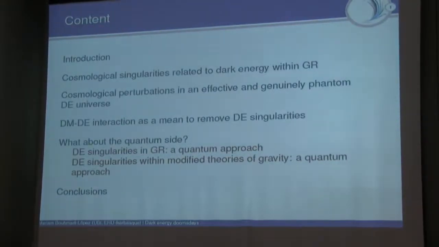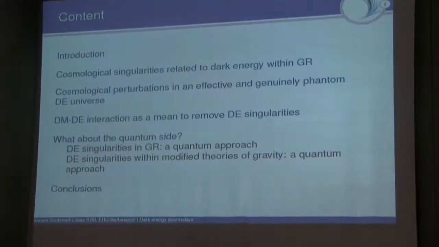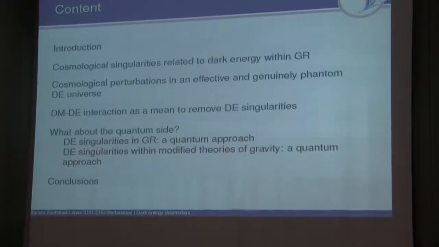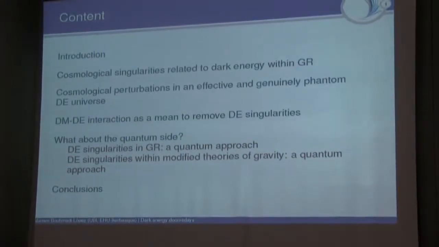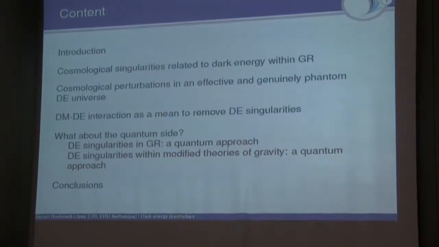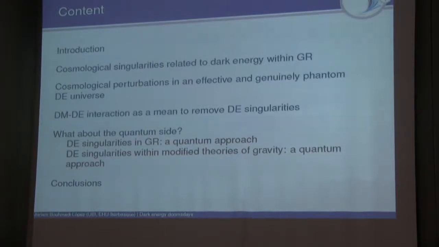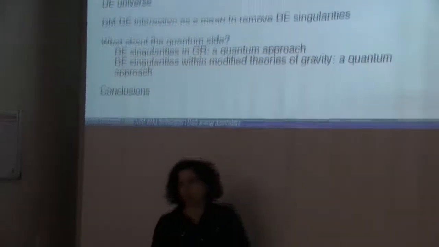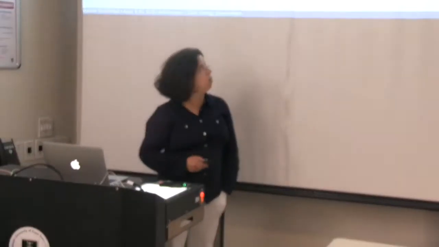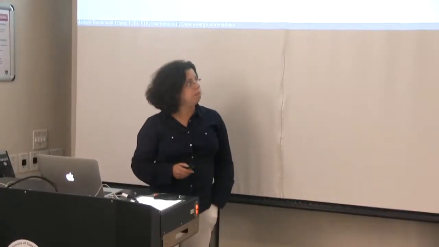Here is an outline of my talk. I will start by introducing briefly what we know about the universe, and then I will classify the singularities. The first two talks, Diego's and mine, will essentially be about these dark energy singularities. There are two main types of classification. The one that I will follow here is based on how some geometrical quantities behave when we approach these singularities.